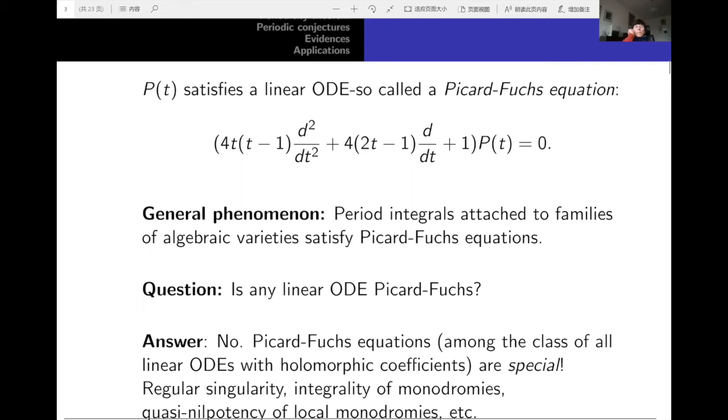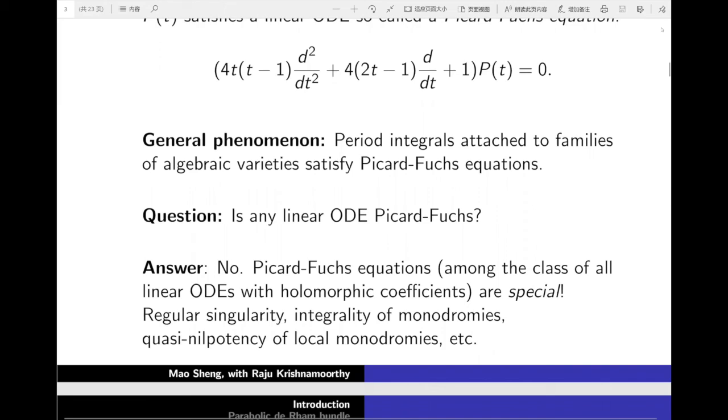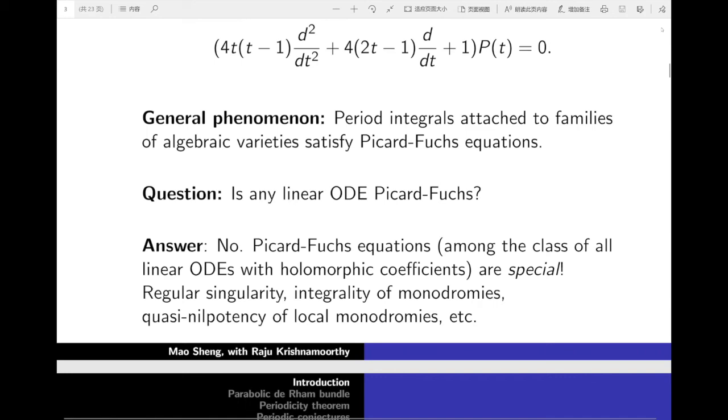So the question is the following: is any linear ODE Picard-Fuchs? The answer is no. You will immediately realize that Picard-Fuchs equations, among the class of all linear ODEs with holomorphic coefficients, are quite special. For example, in Professor Esnault's talk, she studied some of this with the quasi-unipotency condition, and with the assumption of regular singularities. So I think my talk is a good continuation of those talks. And you also have the integrality of motivic geometries, and more conditions on Picard-Fuchs equations.